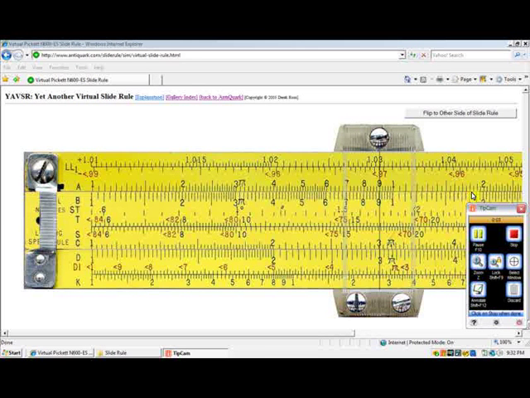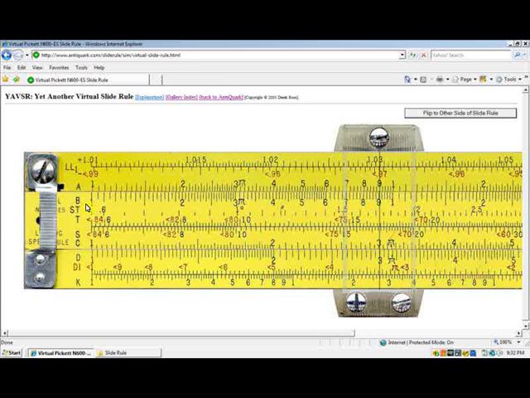Okay, I'd like to go over a few more scales. The first of the scales I'd like to show you here are the A and B scales. Well, first of all, let's examine the A and B scales, see what they are. The A and B scales are identical to the C and D scale, except that if you take the C and D scale and shrink it down to half its size, that'll give you what's on the A and B scale.